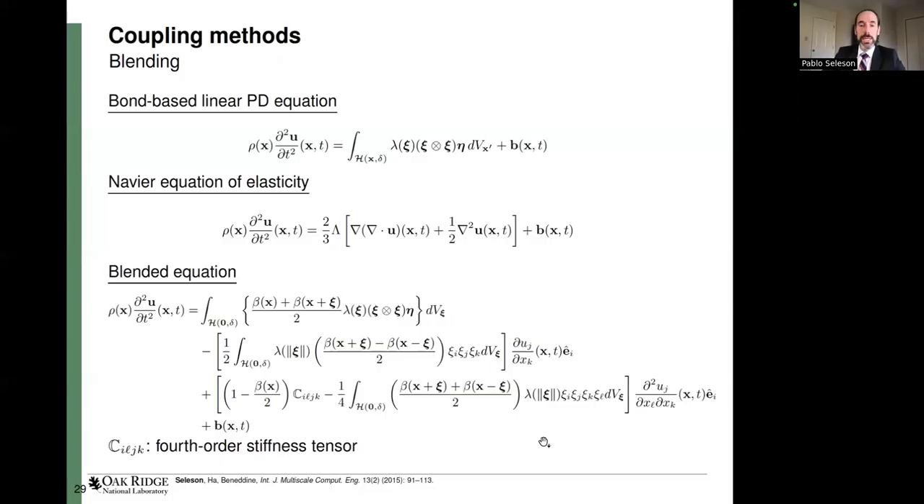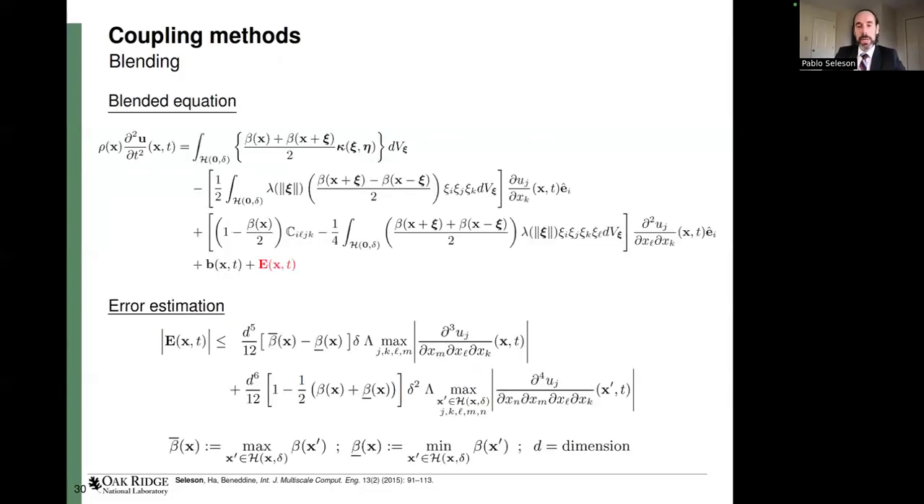We can additionally estimate the model error by now bringing back all the high order terms that we have neglected. And with that, we can bound those extra terms to account for the error. And we obtain that there is a term containing the third partial derivatives and the fourth partial derivatives. Now here, note that the definitions are beta overline is the maximum value of beta for points in the surrounding or the neighborhood of x, and beta underline is the minimum value.